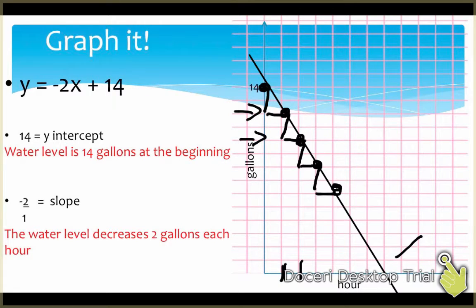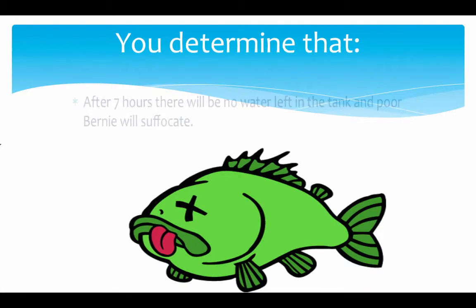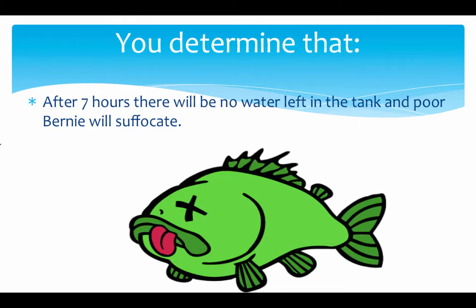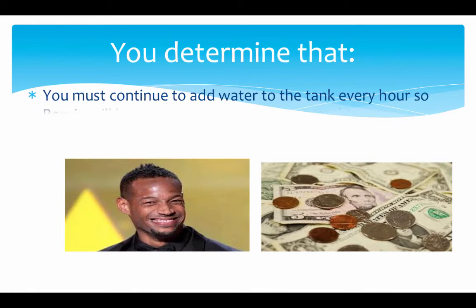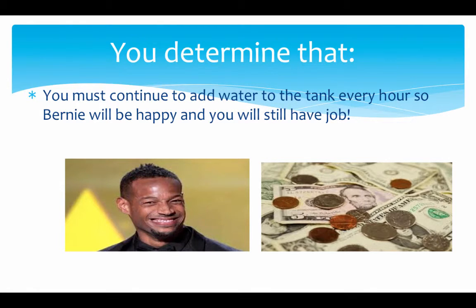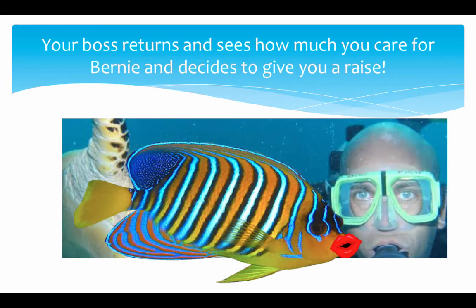What we also want to note is that when there is no water in the fish tank, we need to find out how long it will take the fish tank to become completely empty. You determine that after 7 hours there will be no water left in the tank and poor Bernie will suffocate. You also determine that you must continue to add water to the tank every hour so Bernie will be happy and you will still have a job.